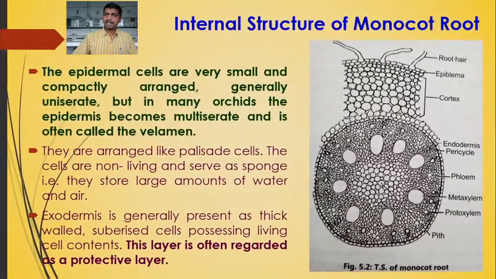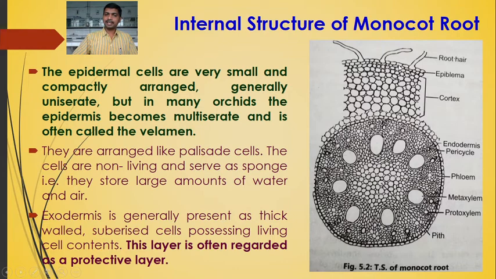The epidermal cells are small, compactly arranged and generally uniseriate, that is, single layered. But in many orchids, the epidermis becomes multi-layered, or multiseriate, and is known as velamen. They are arranged like palisade cells. The cells are non-living and serve as a sponge. They store a large amount of water and air.